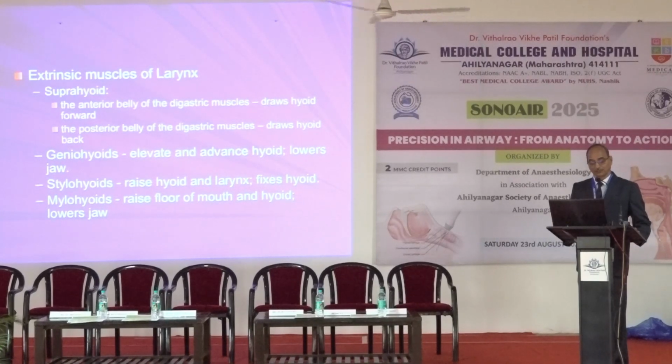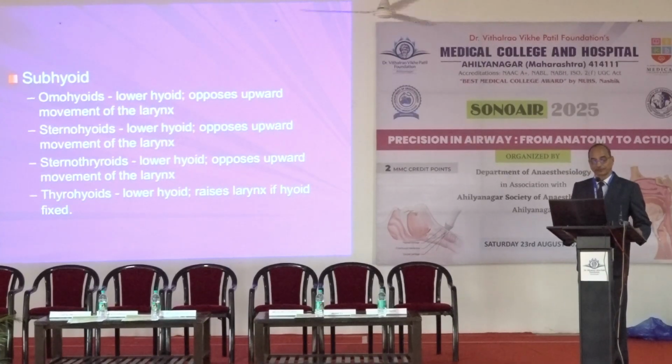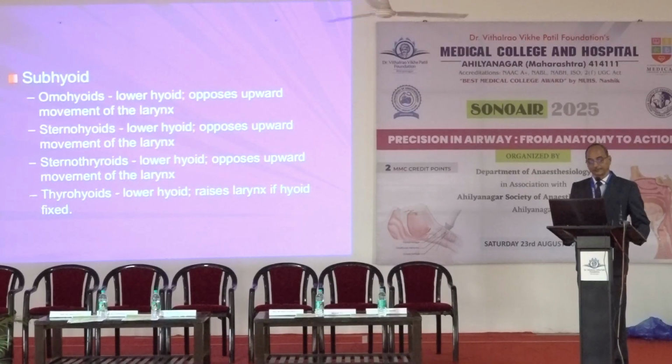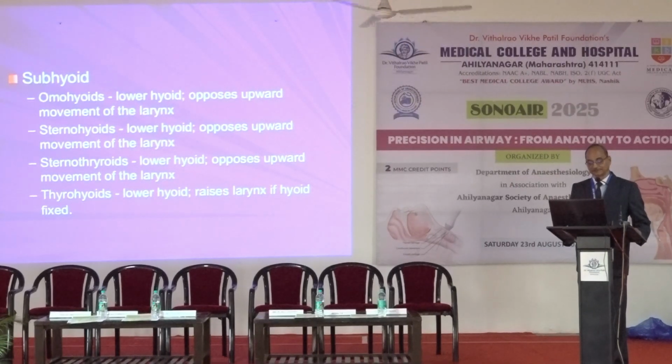Then you have the mylohyoids, which raise the floor of the mouth and hyoid, and lower the jaw. Then the subhyoid muscles are the omohyoids, which lower the hyoid and oppose the upward movement of the larynx. Then you have the sternohyoids, which lower the hyoid and oppose upward movement of the larynx. The sternothyroids again lower the hyoid and oppose upward movement of the larynx. And lastly, you have the thyrohyoids, which lower the hyoid and raise the larynx if the hyoid is fixed.